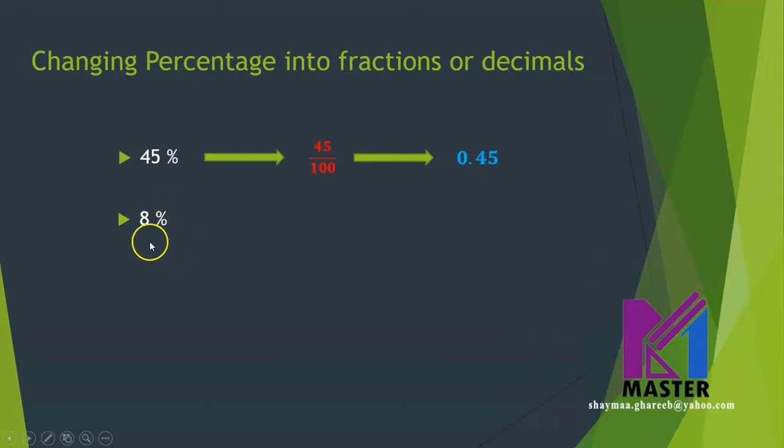So 8%, if I want to change it into a fraction, we said it's over 100. So 8 over 100. How to write 8 over 100 as a decimal? 8 over 100 is the same as 8 hundredths. How to write 8 hundredths as a decimal number? So it will be 0.08.